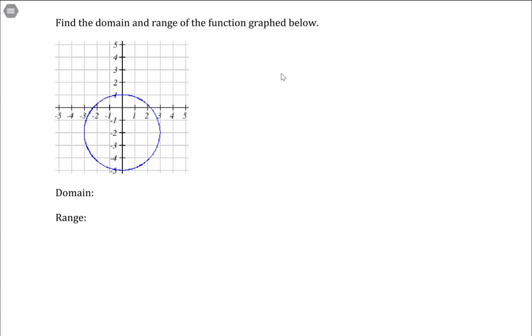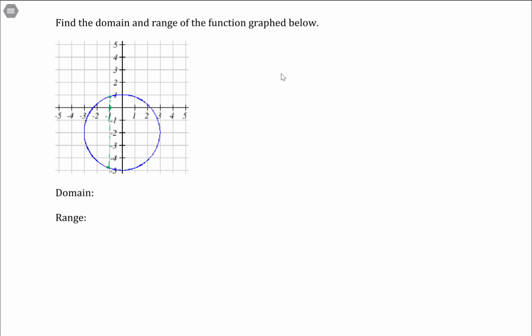Find the domain and range of the function graph below. So if we could imagine everything in this graph being smashed up against the x-axis, then that's the domain of the graph, because the domain is all of the x values that have an associated y value somewhere. So if we could smash the graph up against the x-axis, that would give us the domain.